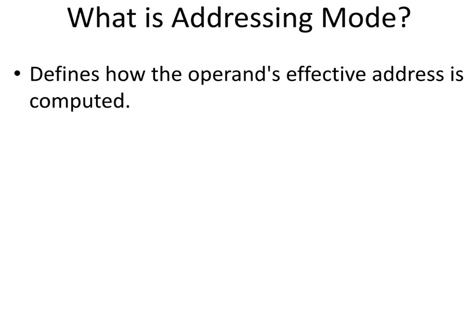So first, let us understand what an addressing mode is. An addressing mode defines how the effective address of an operand is computed. Now you might be thinking, what is an effective address? The effective address is nothing but the actual address of your operand.